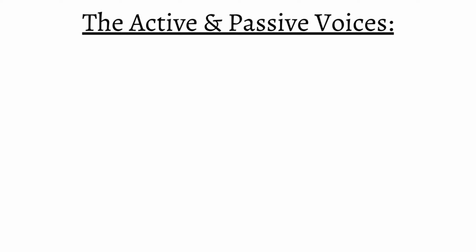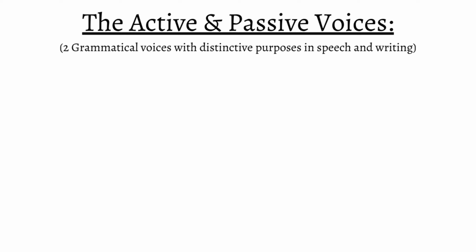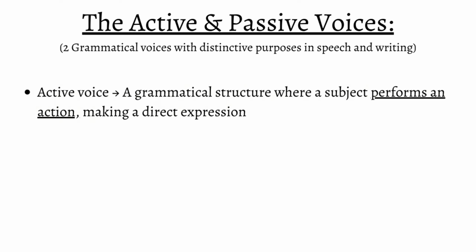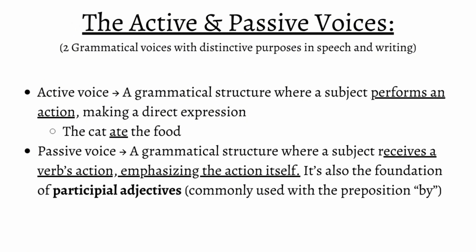Active and passive voices in English are two grammatical voices that have distinctive purposes in certain types of speech and writing. The active voice is a grammatical structure in which the subject of the sentence performs the action of the verb, making a direct expression such as, "The cat ate the food." On the other hand, the passive voice is utilized when the subject receives the action of the verb, resulting in an indirect construction.